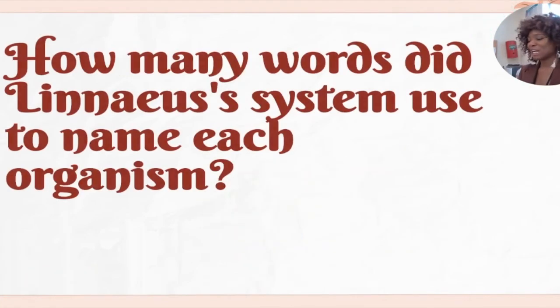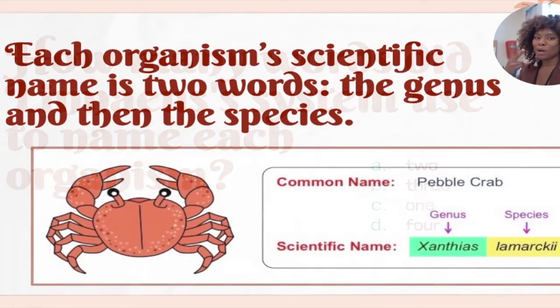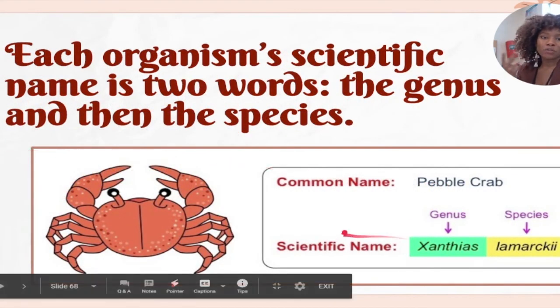I keep saying it like that, I'm sorry. So how many words did Linnaeus's system use to name each organism? 2, 3, 1, or 4? Two parts, two-part names, right? So for example, the pebble crab is Xanthias lamarcki. 2 words. Xanthias is one word, lamarcki is another one. The first word is always the genus, and that second word is always the species. Always, always, always, genus and then species.